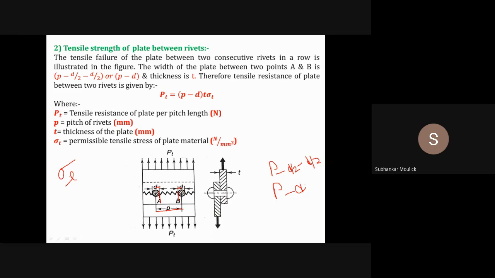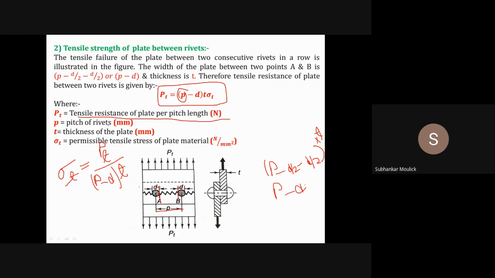So the tensile strength of the plate between the rivets becomes: the tensile stress sigma t is equal to the tensile load PT divided by the cross-sectional area, that is P minus d by 2 minus d by 2, into the thickness of the plate t. So minus d by 2 minus d by 2 is minus d, so it will be P minus d into t. So I can write PT is equal to P minus d into t into sigma t. Where PT is the tensile resistance of the plate per pitch length in Newton. What is small p?